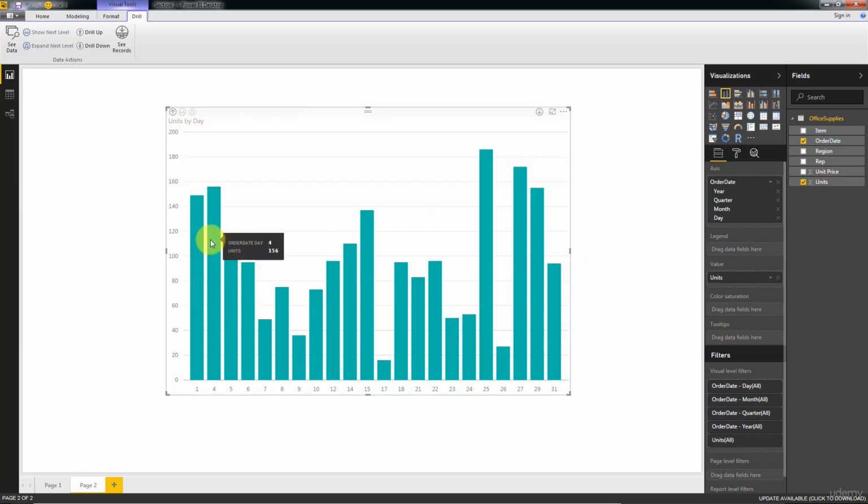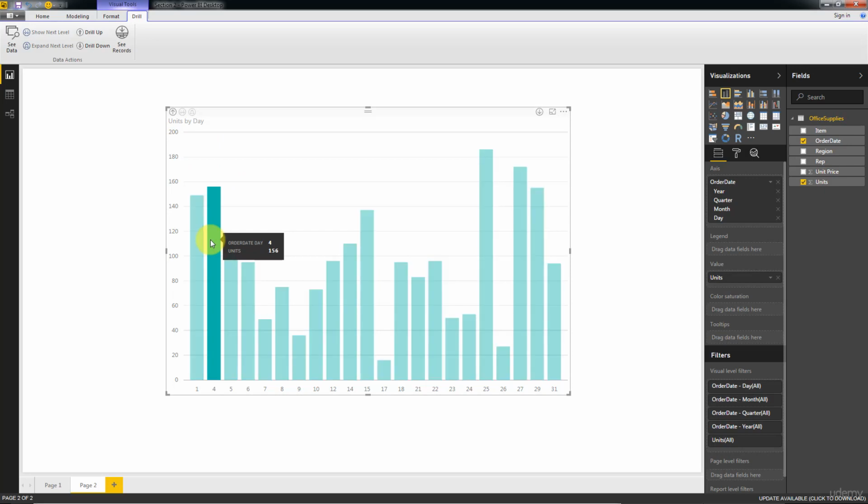And this actually brings up a very interesting concept. So if I look at, for example, order day 4, so how many units were ordered on the fourth day, but then the question is of which month. But right now Power BI doesn't look at the month at all. It just looks at the day. So in your rows, wherever the day of the month, of any month, is number 4, those rows will be aggregated into this bar.